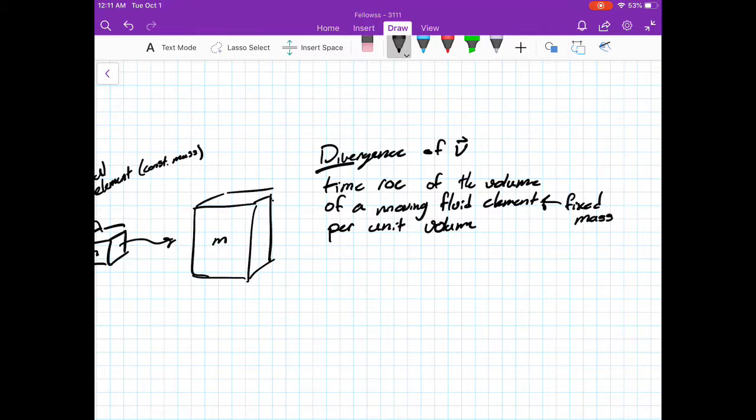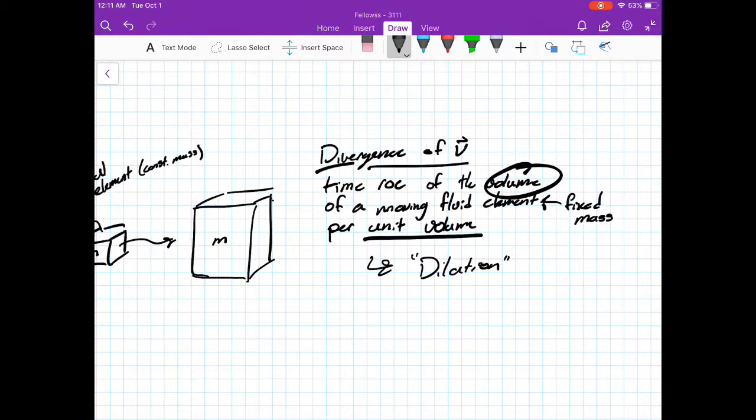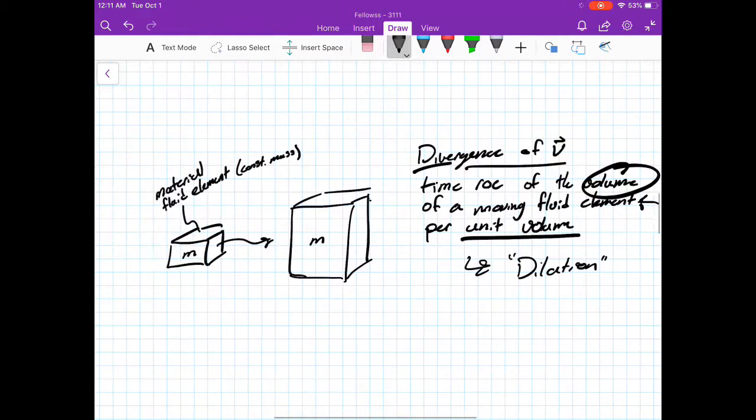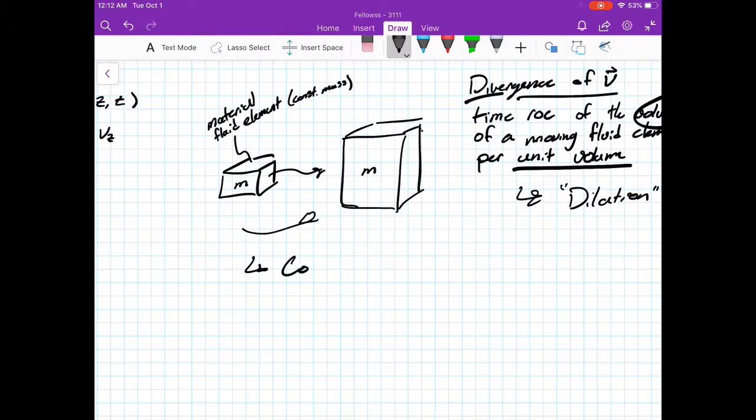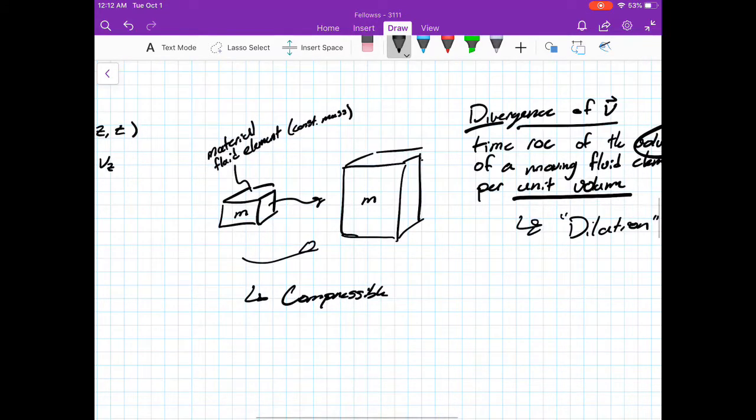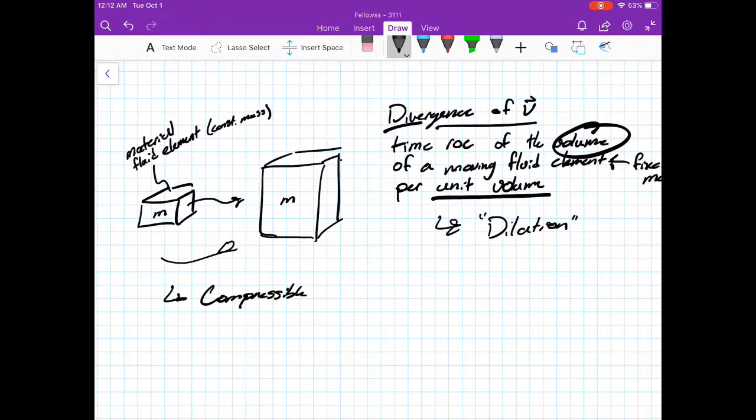Right, so divergence of velocity is called the dilation. And it basically tells us, is this flow moving away from itself or moving toward itself? Is the volume, per unit volume, changing? So if you have some fluid element, some material element with constant mass, is it getting bigger, right? And if it is, that implies that our density is changing, right? And if that's the case, this is a compressible flow, right? So if we have this dilation not equal to 0, we're seeing compressibility, right?